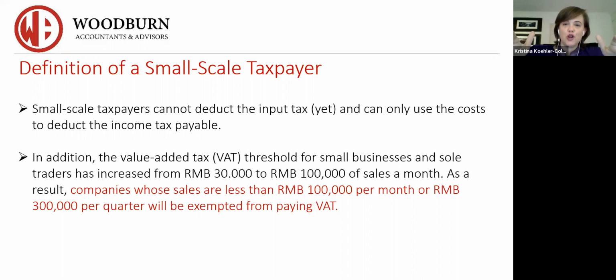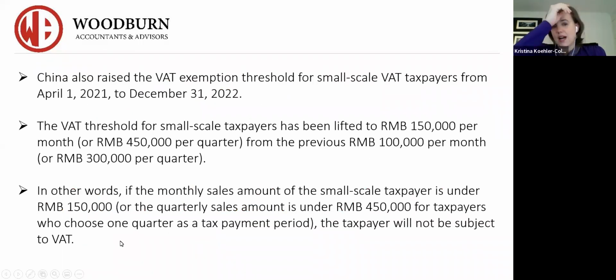Prior to COVID, the regulation was that you could be, as a small scale taxpayer, VAT exempt if you had a monthly revenue of about 100,000 RMB or quarterly revenue of about 300,000 RMB. This has all increased since COVID, so I just want to highlight that here today. You can be VAT exempt as a small scale taxpayer if you've got a monthly revenue of 150,000 RMB or quarterly revenue of 450,000 RMB.